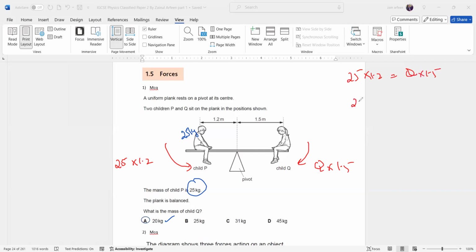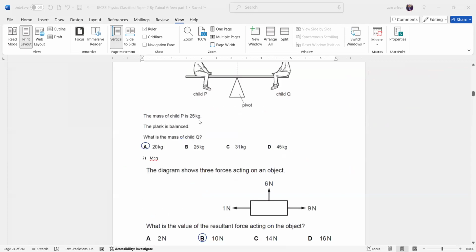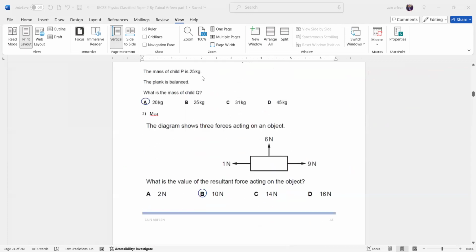So 1.5 is multiplied on one side, on the other side it will be divided. So 25 into 1.5 divided by 1.2 will give us the value for Q. Is it clear, this one? Yes. So there are two ways to do this question. A direct method is you just take the positions, and the Q should be lighter, less than 25. So the only option which is less than 25 is A.